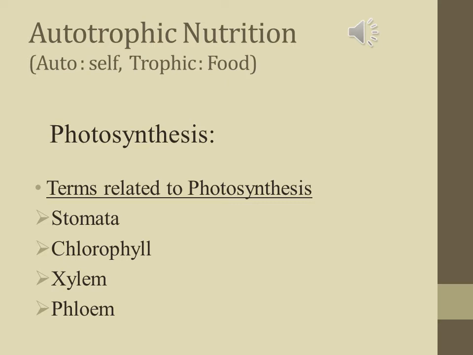What do you mean by stomata? Stomata are the openings through which gaseous exchange occurs. In photosynthesis, carbon dioxide enters into the leaf through the stomata. They are present on the underside of the leaf. Next one is chlorophyll. It is the green pigment which is present inside the chloroplast. Chloroplast is the organelle, or part of the cell, which is present inside the cell.